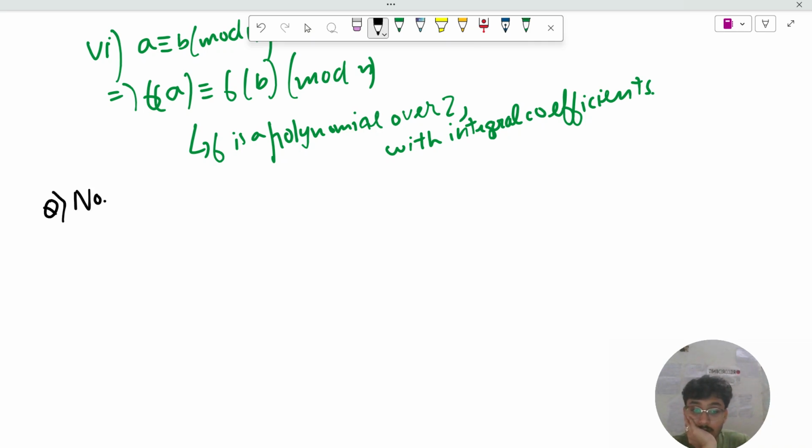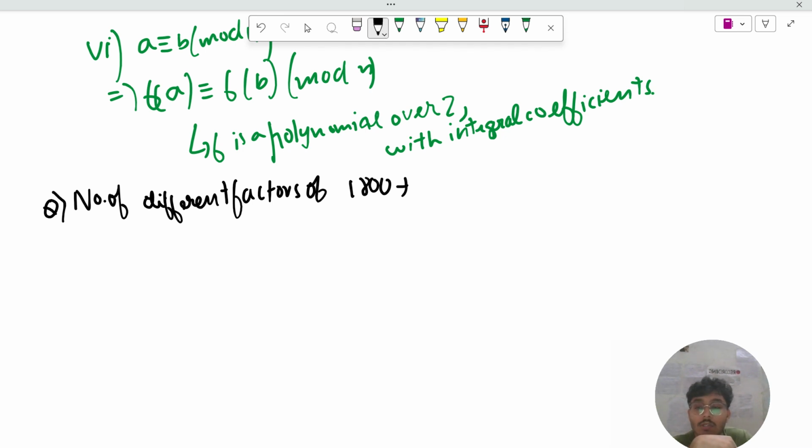So my question is: number of divisors, or probably number of different factors. So basically it is number of divisors, number of different factors of 1800. So you need to first factorize 1800.